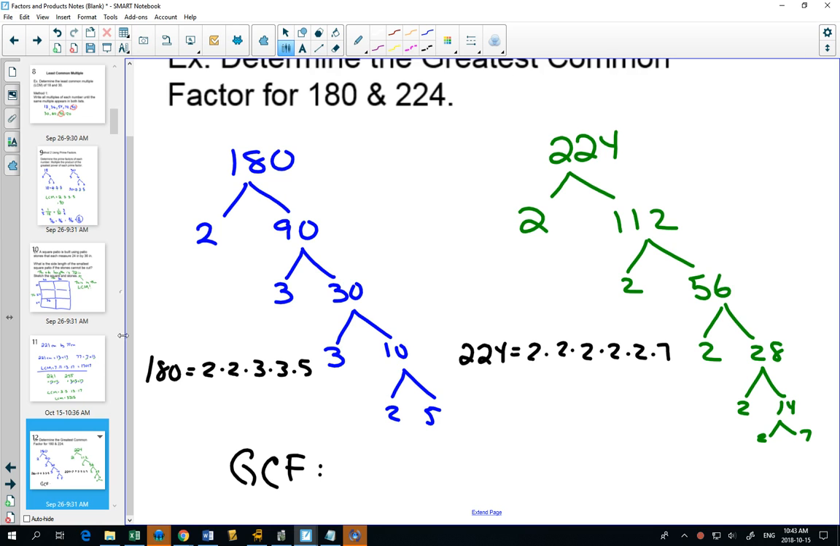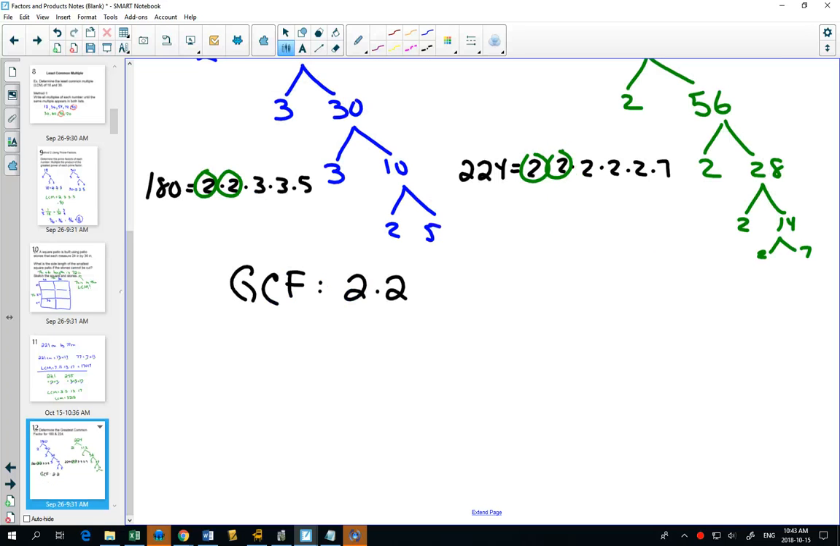So how do we use prime factorization to find the greatest common factor again? Well, do they have any 2's in common? Yes. They have 2 2's in common. How many 3's do they have in common? None. How many 5's do they have in common? None. How many 7's do they have in common? None. So after all that work, the biggest number that you can divide both of those by is 4.